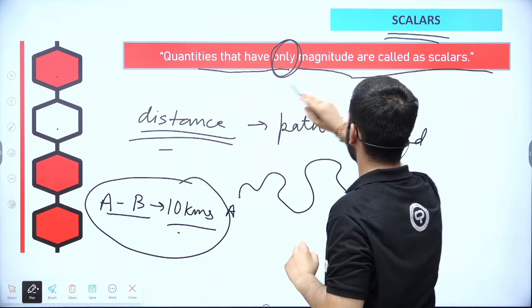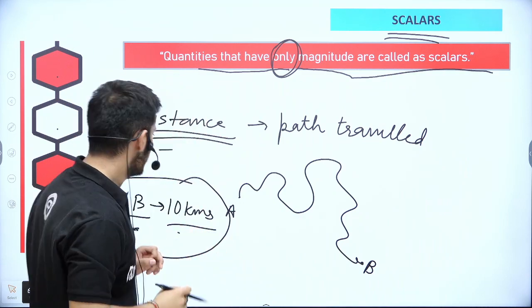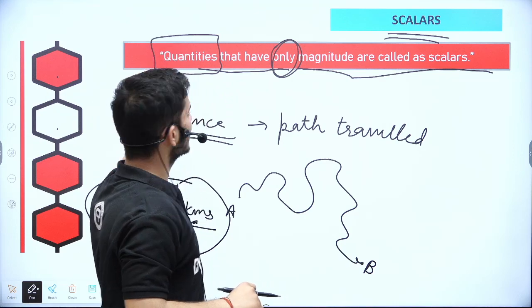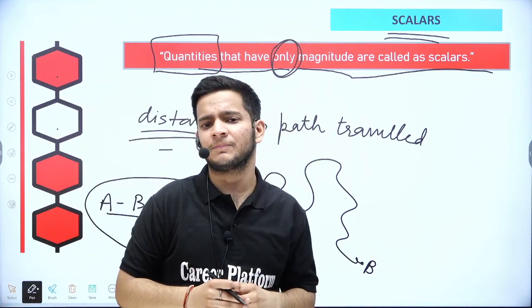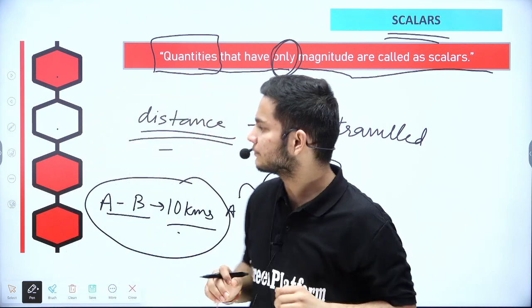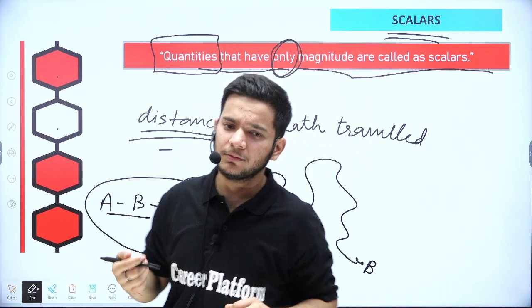So what are scalars? Quantities that have only magnitude, they have nothing else. What do we call these kinds of quantities? Scalars. Am I right, guys? Is this clear? Is this understood? Scalars are quantities that have magnitude only.